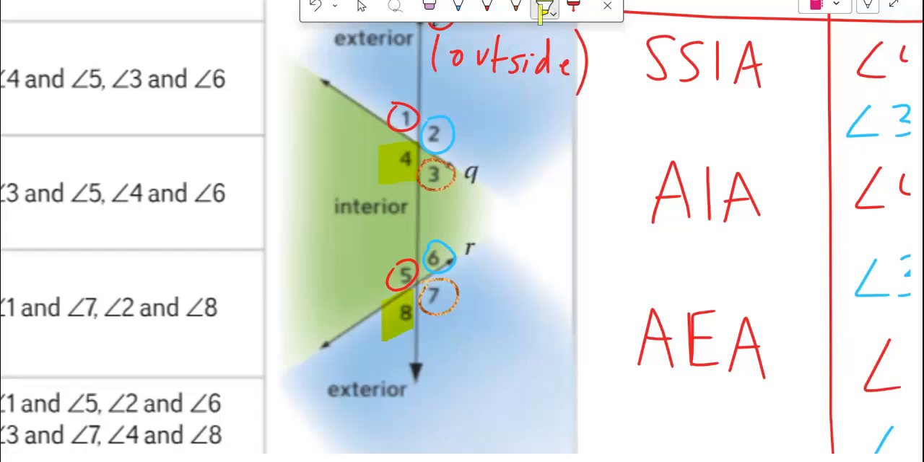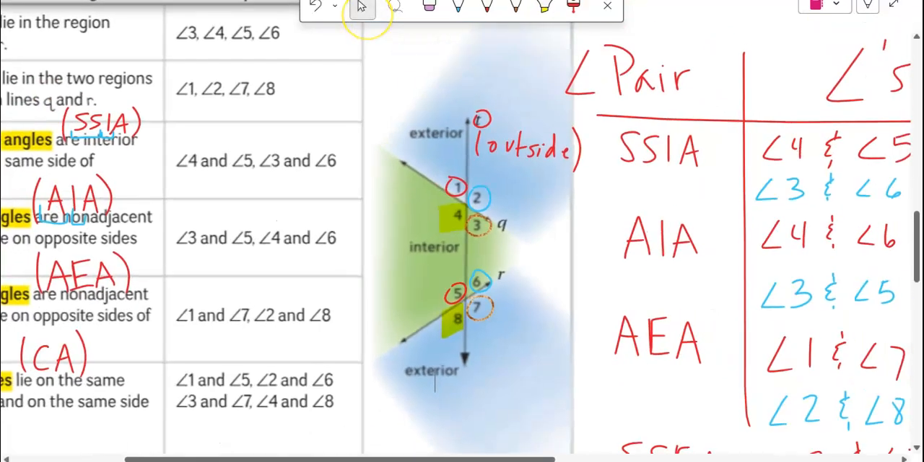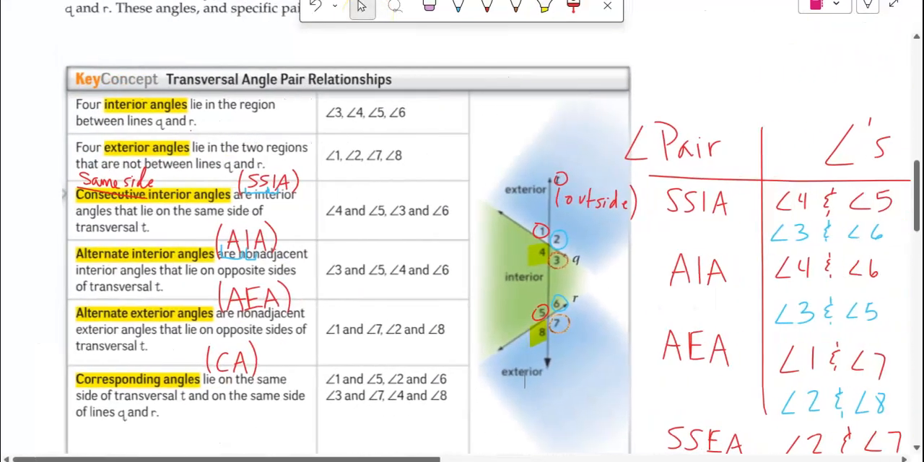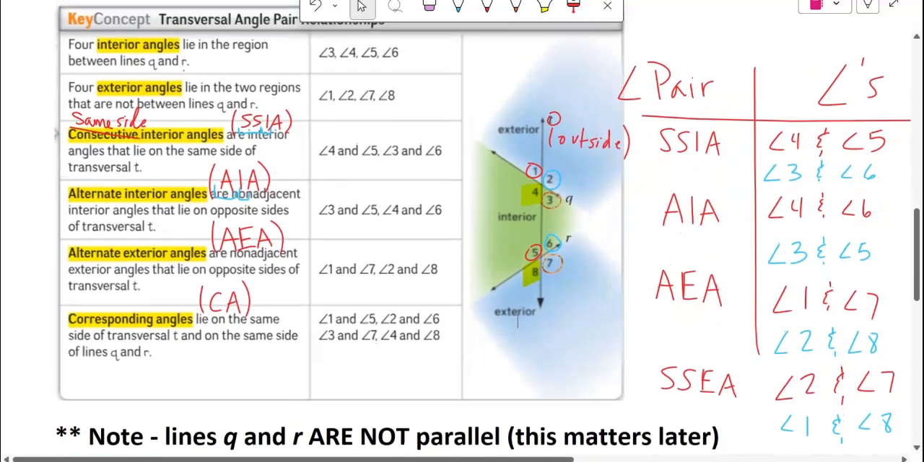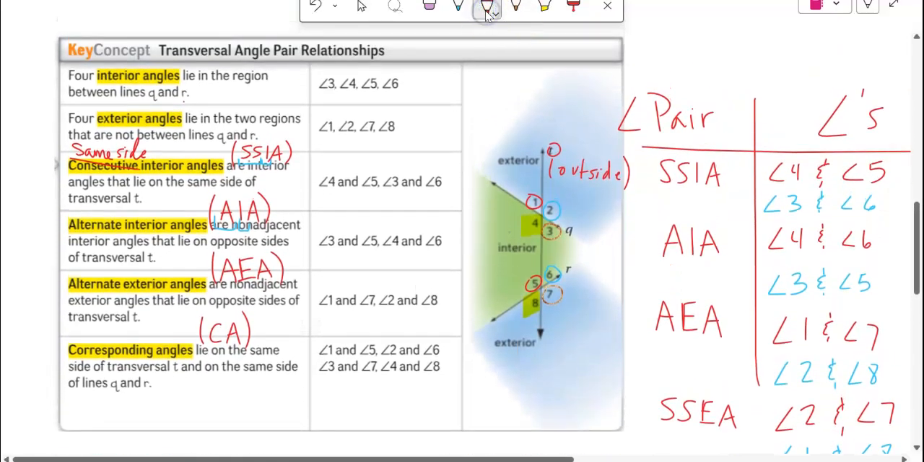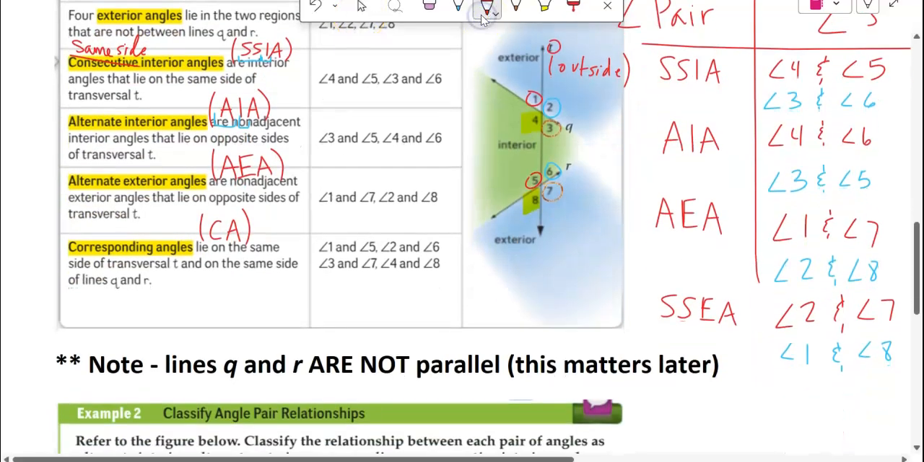Archie, you got a question? On the quiz, can we call the consecutive angles the same side angles, or do you want us to call... Absolutely. So I'm going to call what the book says consecutive interior, I'm going to call same side interior. Okay. And what the book doesn't even call same side exterior, we're going to call same side exterior.